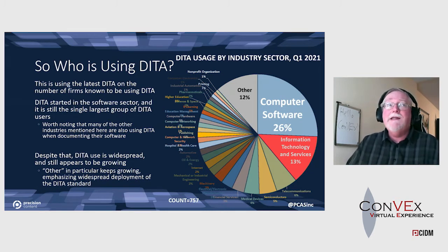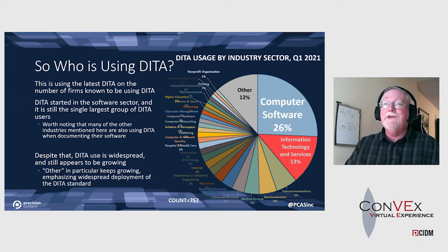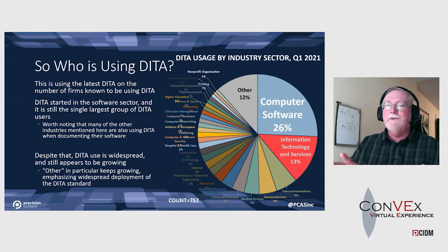It's worth noting that many of the other industries mentioned here are also using DITA when documenting their own software. So, for example, firms in the financial services sector, for machinery, for hospital and healthcare and so forth, that may in fact be the software portions of their business that are doing that. So I don't want to seem like it's software in one area and then not software elsewhere. Quite often it is software, in many other different touch points.